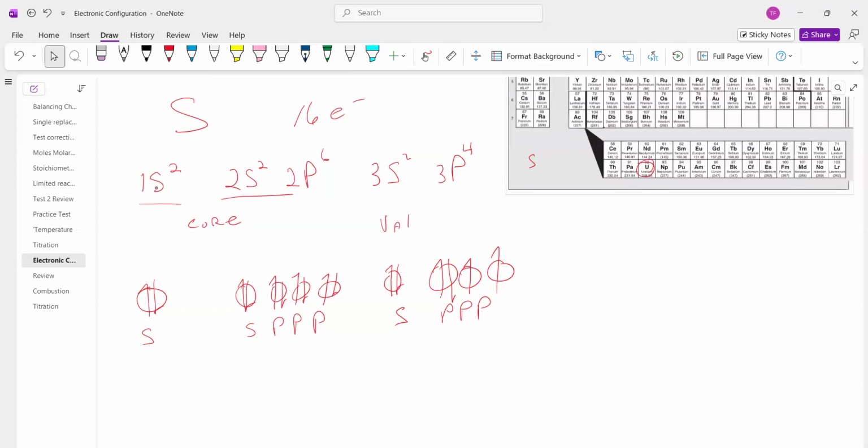Repeat, 6. Because you have 3 orbitals, 2, 2, 2. And what if we have 10?